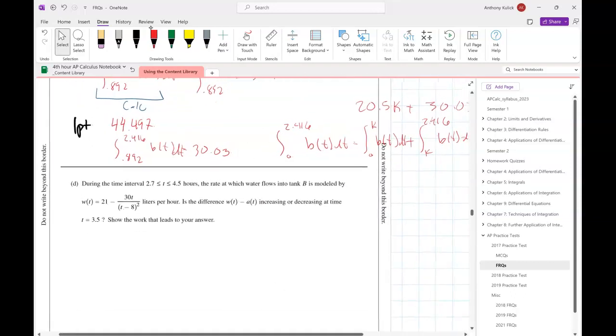All right, last one, part D. This has also got, we've done a 2, a 3, and a 2. There's only 2 points left for this one. So it says, during the time interval from 2.7 to 4.5, the rate at which water flows into tank B is modeled by W of t equals yada, yada, yada. Is the difference W of t minus A of t increasing or decreasing at time 3.5?